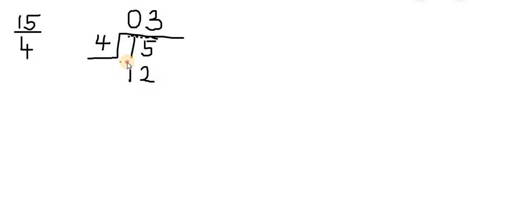So that makes 12. We subtract. So that's 3. But we don't want to stop because we have a remainder of 3. We want to carry on. So we put a point that allows us a 0.